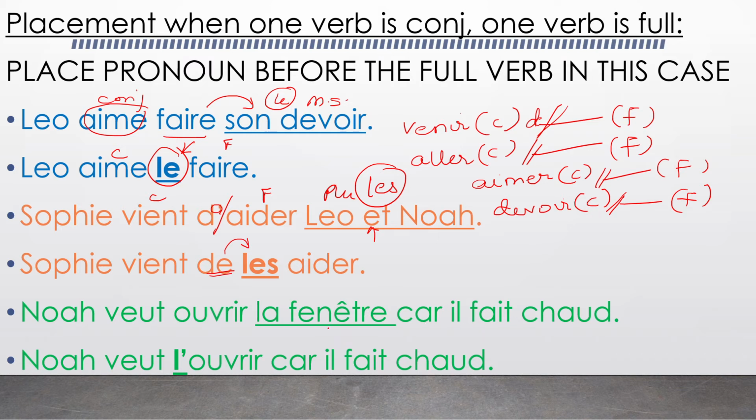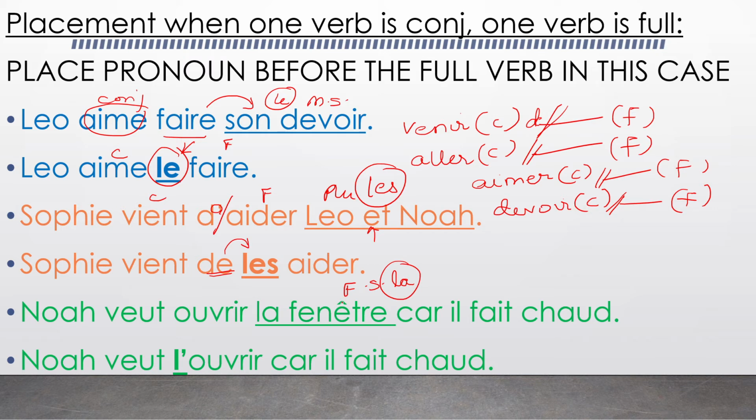So, Noah wants to open the window. In the previous slide, it was Noah is opening the window. It was a single verb. It was just ouvrir. Now I've made it Noah veut ouvrir. He wants to open the window. So how will you do that? It is obviously the object because the action of opening is happening on the window. It is feminine singular, so you will have to use la.